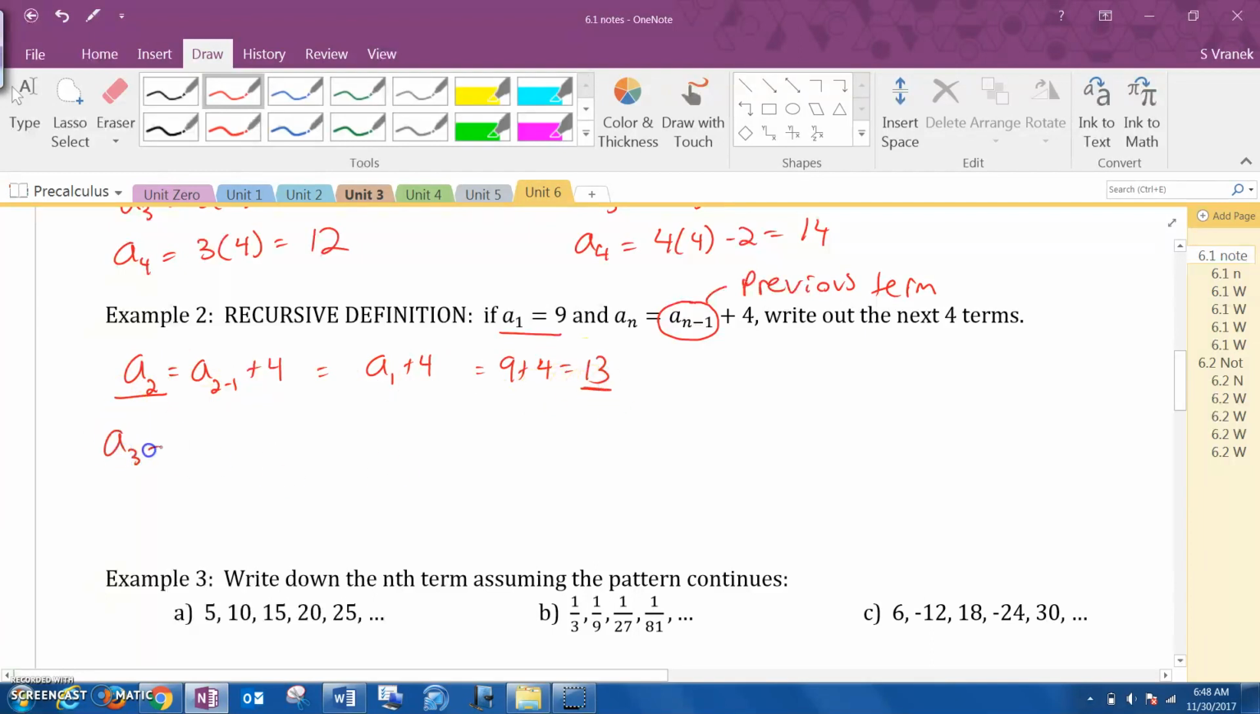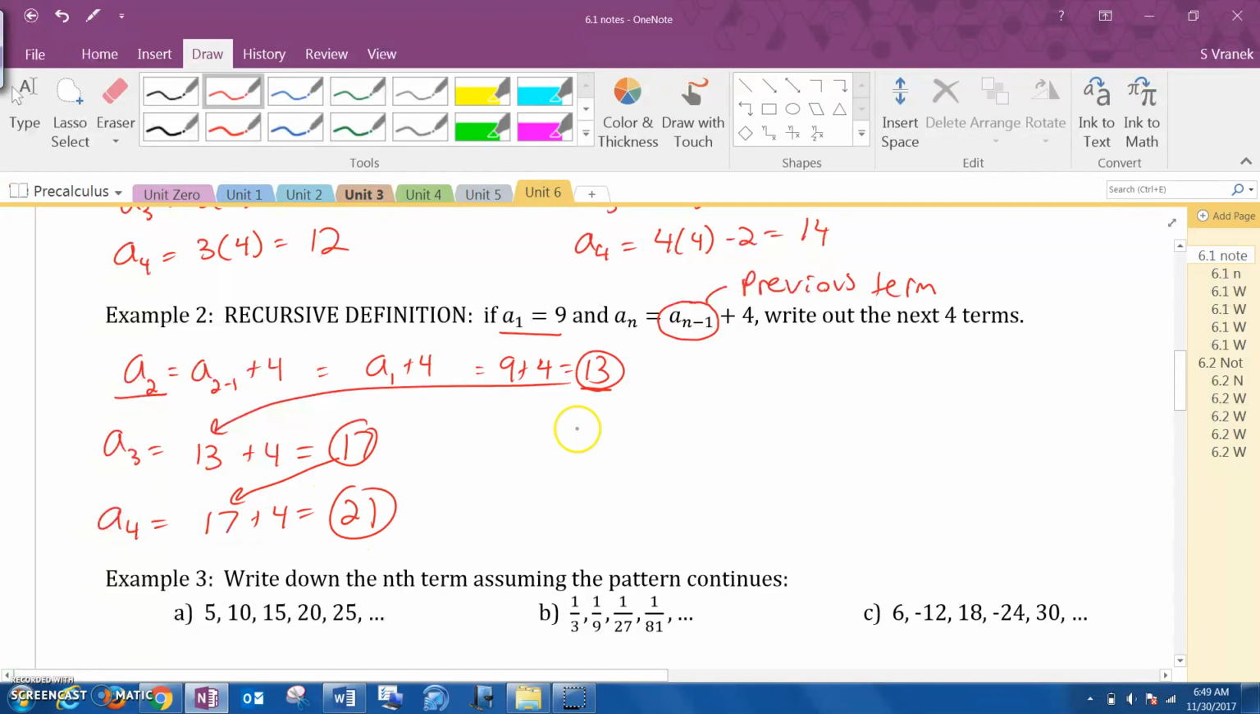Now if I find A sub 3, that's the previous term, which would be A sub 2, which we just found. So I'm going to just go right here. It's 13 plus 4. So I'm using the previous answer to get the next one. So now I have 17. A sub 4 is A sub 3 plus 4, which is 21. And finally, the fifth term, A sub 5, is A sub 4, which we found right here, 21 plus 4, 25. So the next four terms, it started at 9, and then we went up 13, 17, 21, and 25.